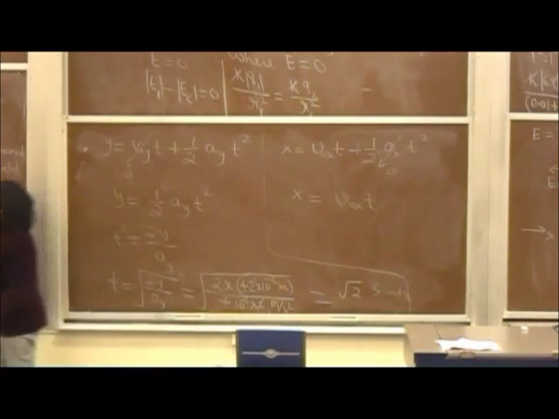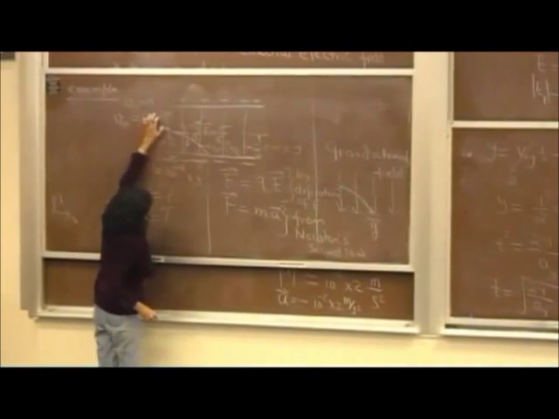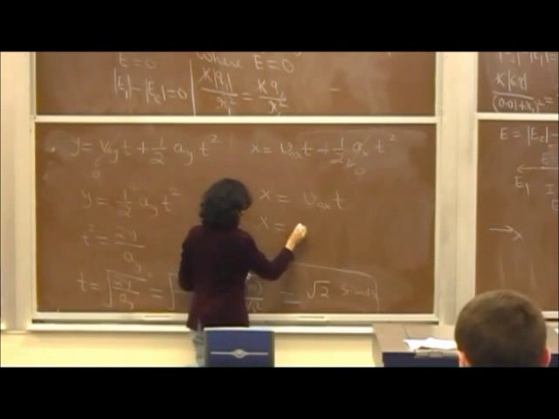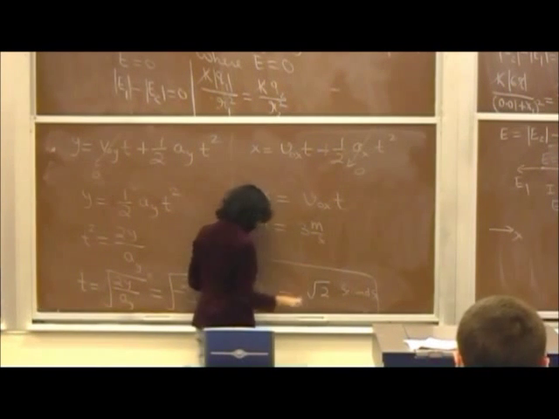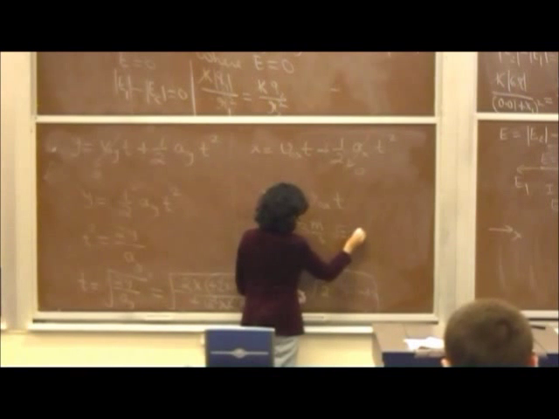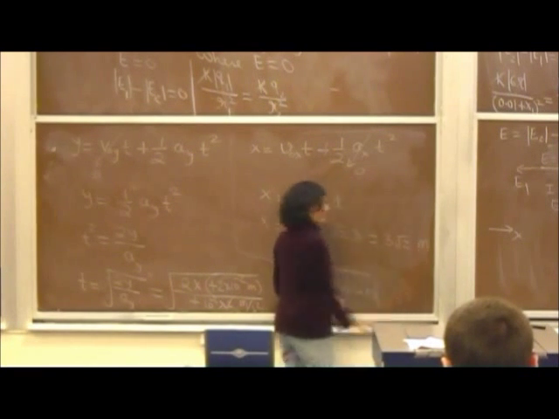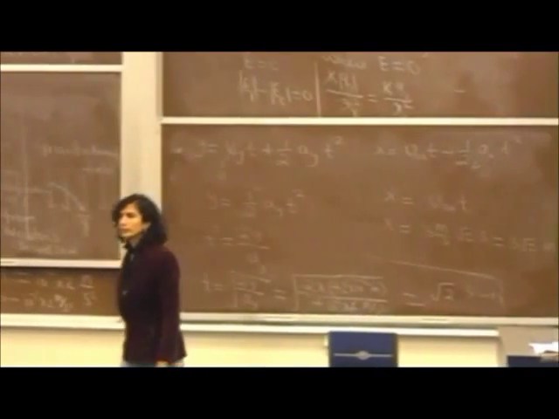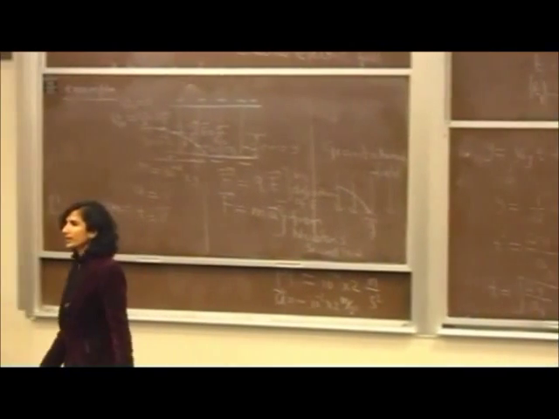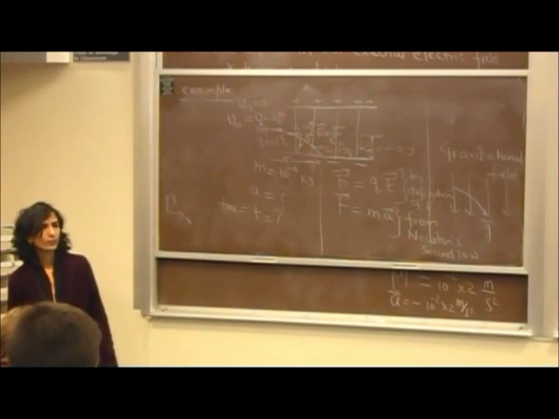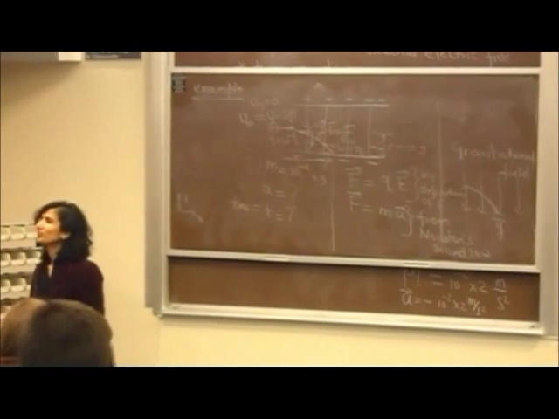But v0x we know is 3 meters per second. So this is 3 meters per second times square root 2 seconds, and this is equal to 3 times square root 2 meters, right? Anybody has any questions about this? Anybody, folks? Please.